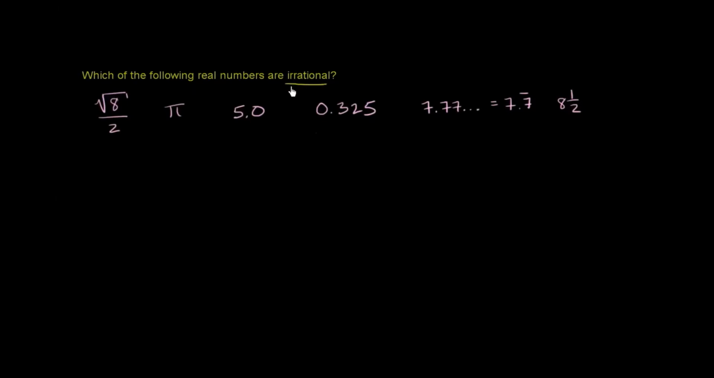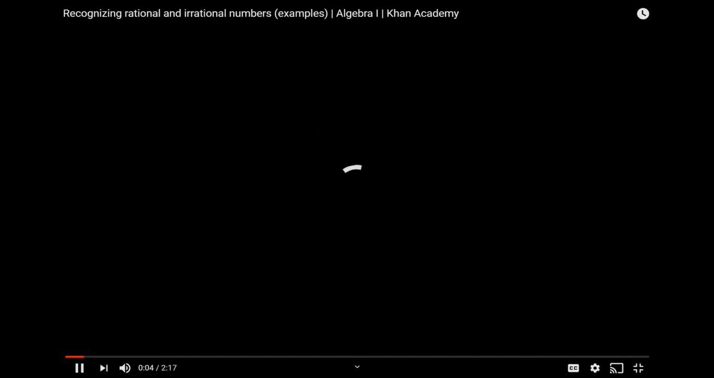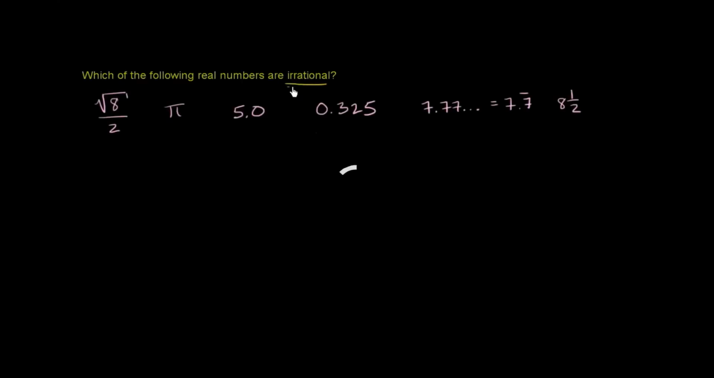Irrational just means it's not rational, and it means that you cannot express it as the ratio of two integers. So let's see what we have here. We have the square root of 8 over 2. If you take the square root of a number that is not a perfect square, it is going to be irrational. And if you take that irrational number and multiply or divide it by other numbers, you're still going to get an irrational number. So the square root of 8 is irrational. You divide that by 2, it is still irrational. So this is not rational, or another way of saying it, it is irrational.